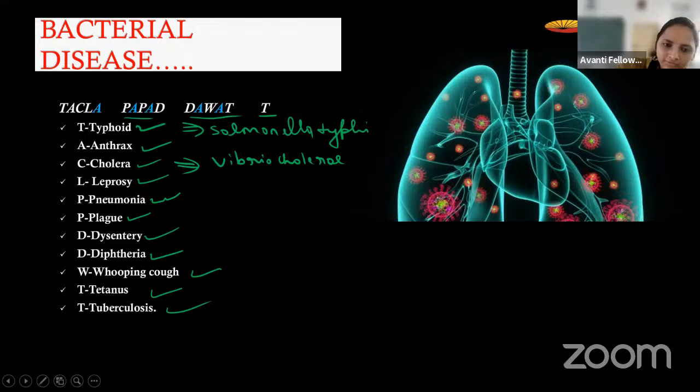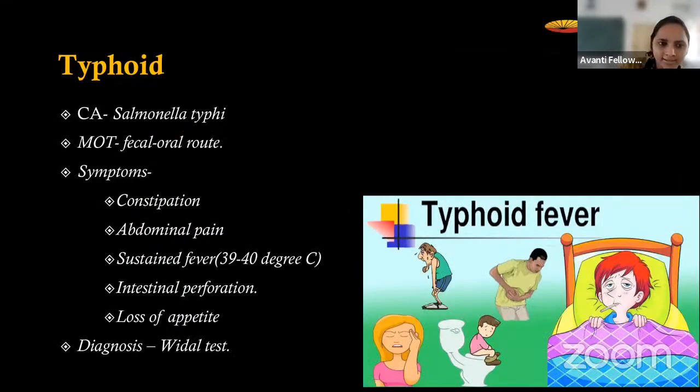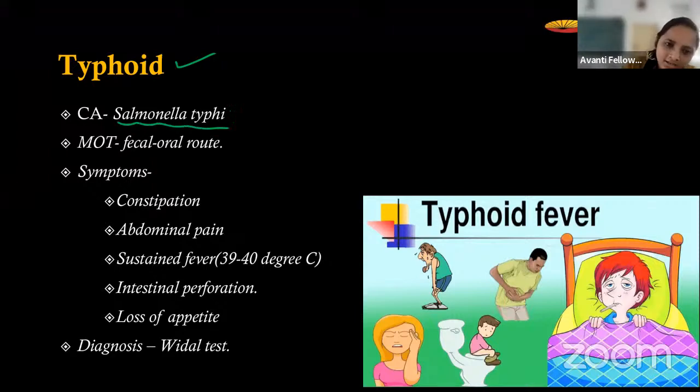Let us talk about the bacterial diseases. Typhoid. What do you remember when the name typhoid comes? Fever, right? Yes, it causes fever. What is the causative agent here, student? Salmonella typhi. So typhoid is caused by Salmonella typhi. It is very, very important, the causative agent for typhoid.